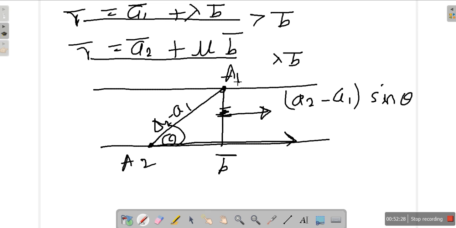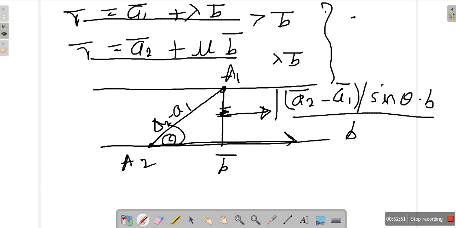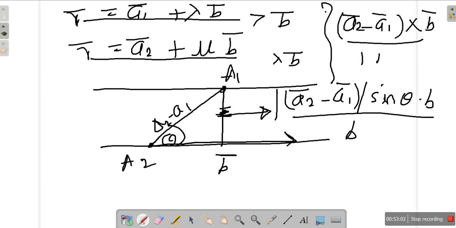So what we will do is, we want to find a2 minus a1 into sine theta, we multiply by b and we divide by b. B means magnitude of b bar. So magnitude of a2 minus a1 into magnitude of b into sine theta. This becomes a cross product between a2 minus a1 and b. So what is the shortest distance formula in this case? The shortest distance formula will be a2 bar minus a1 bar cross b bar upon mod of b. This will be the shortest distance if the two lines are parallel.